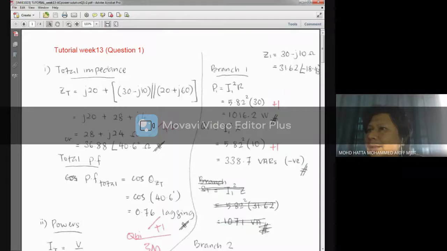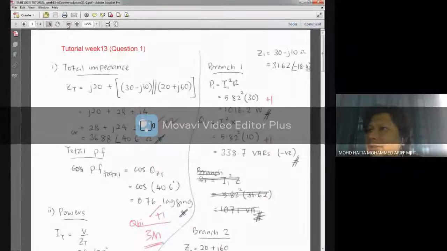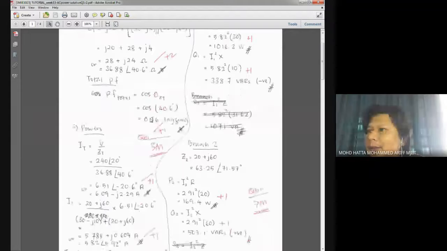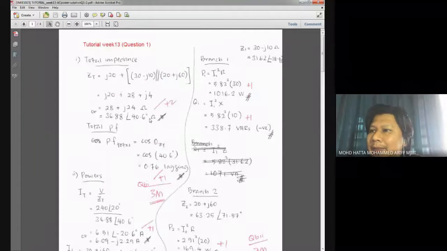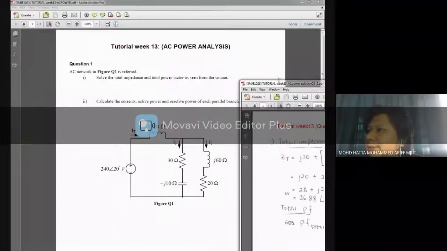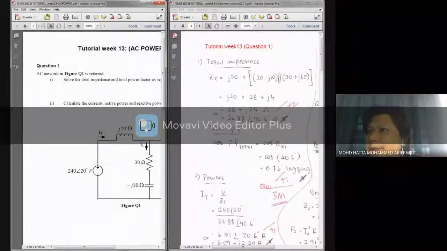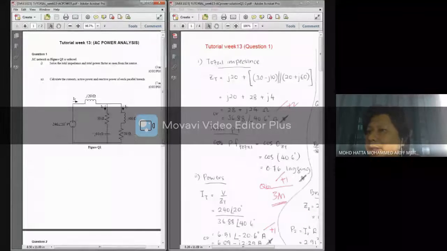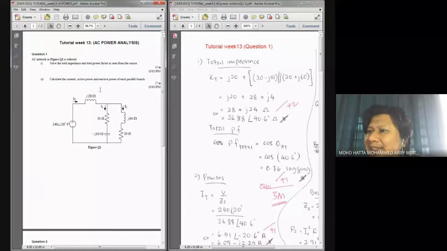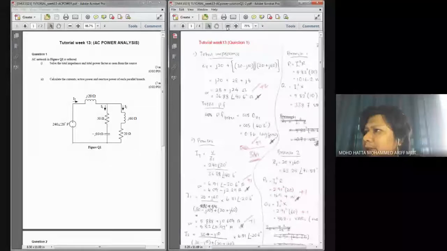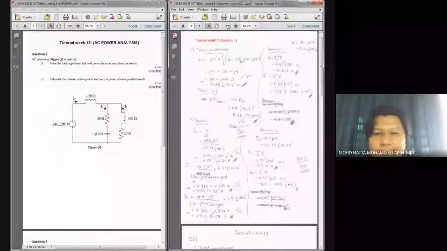Okay, right, we move straight into our solution over here. The first one is to get total impedance. As I mentioned just now, the total impedance should be coming from these parallel connected elements. Maybe we have a look at the question back. These 2 parallel connected elements are in series with this J20 ohm. So that's what happened in the solution.